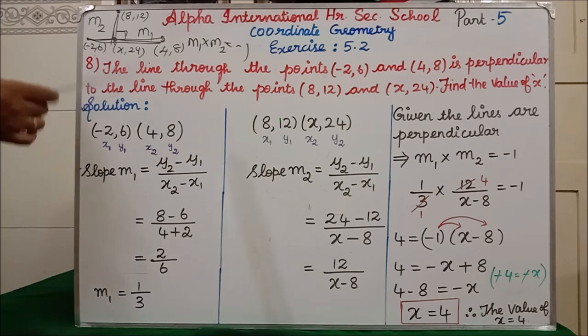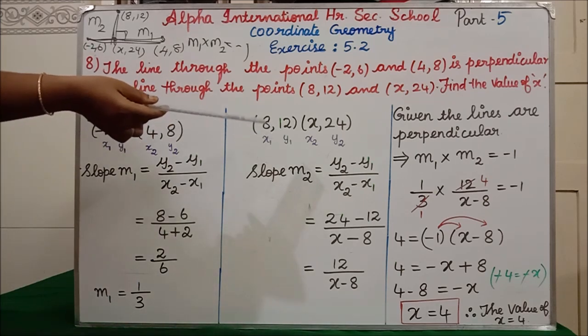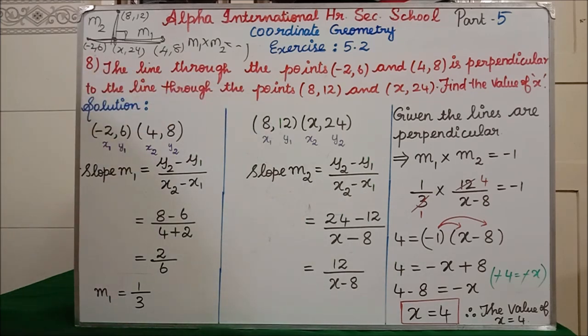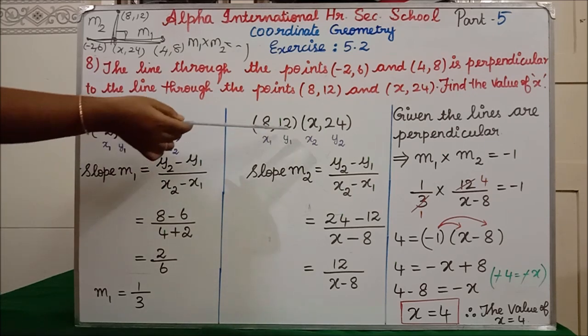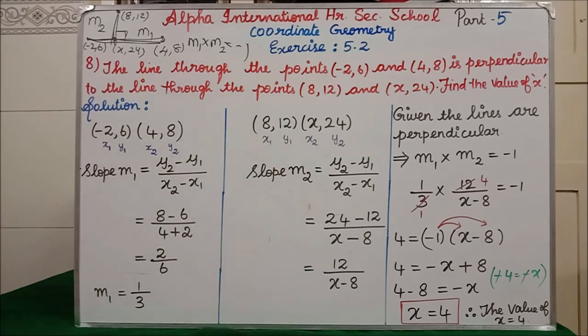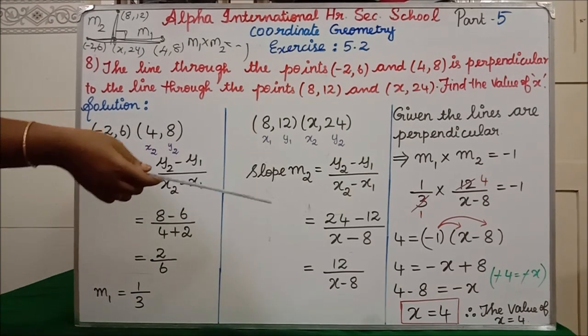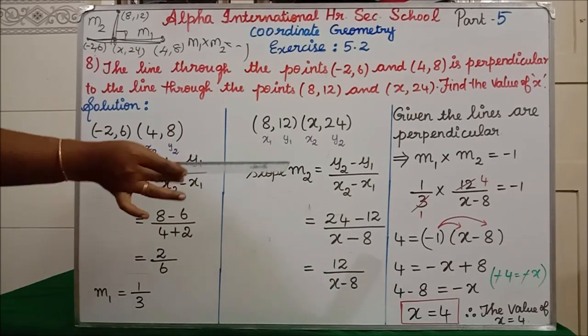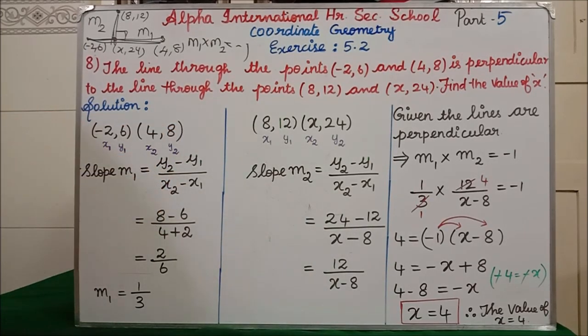Clear? The other 2 points are what? 8, 12 and x, 24. Similarly, like this x1, y1, x2, y2. We have to substitute the values now. Now y2 value is 24, y1 value is 12. x2 value is x itself. x1 value is -8. So 24 minus 12 is 12, divided by x minus 8.